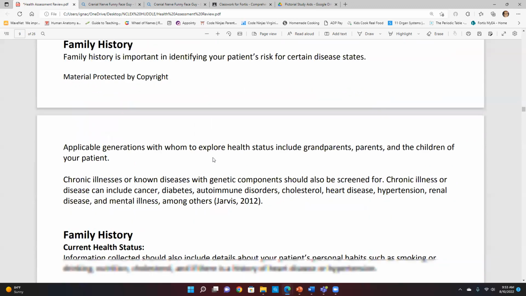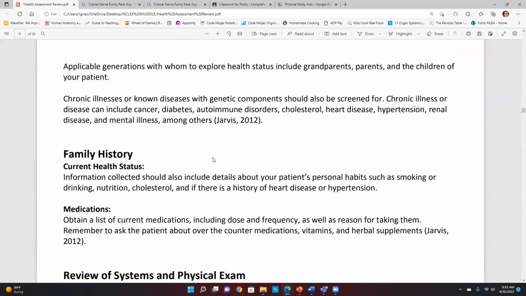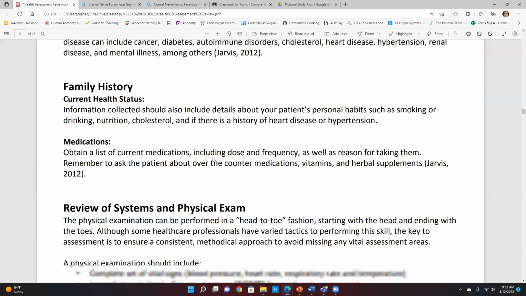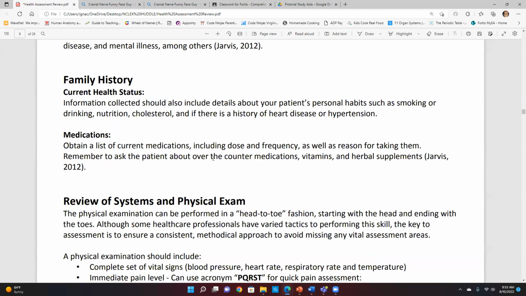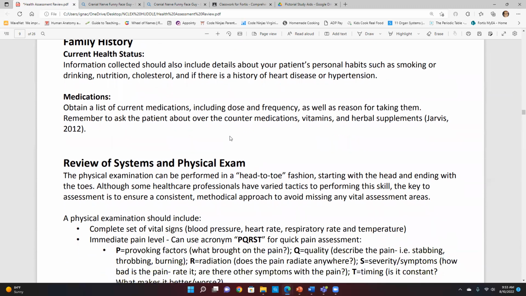So, family history is going to be the next thing to talk about. And we know that family history is important because we get our genes from our family, right? So, we have to ask the patient if there's any family history of any kind of disease, heart disease, cancer. So, those are things to ask.